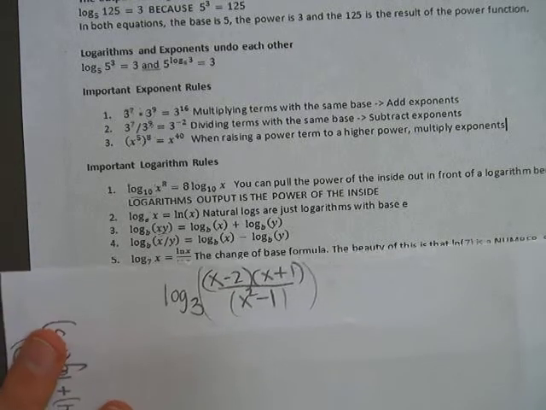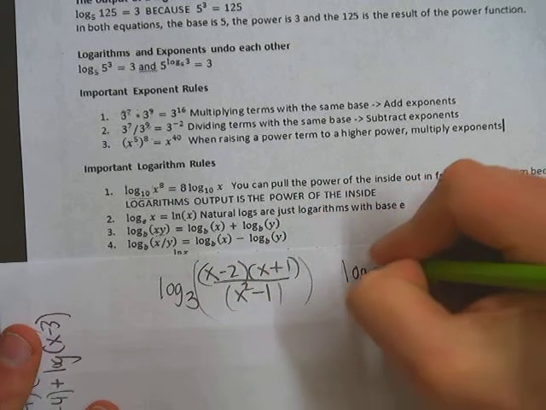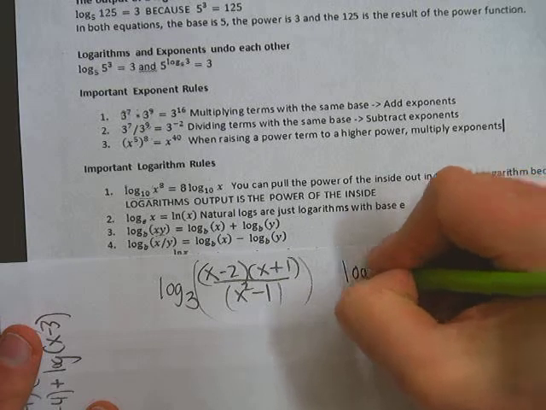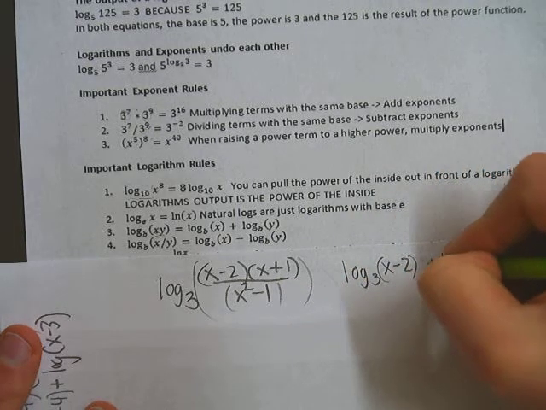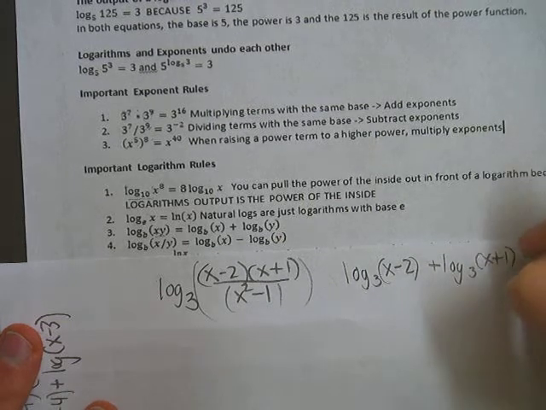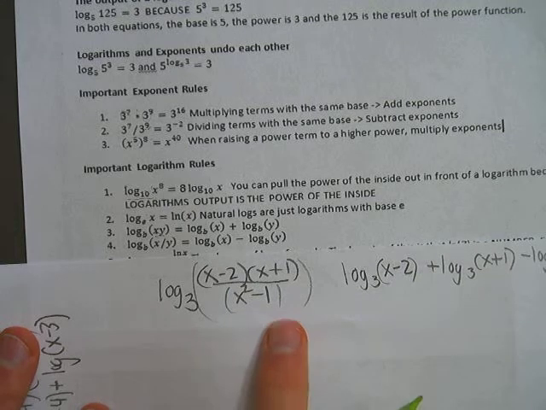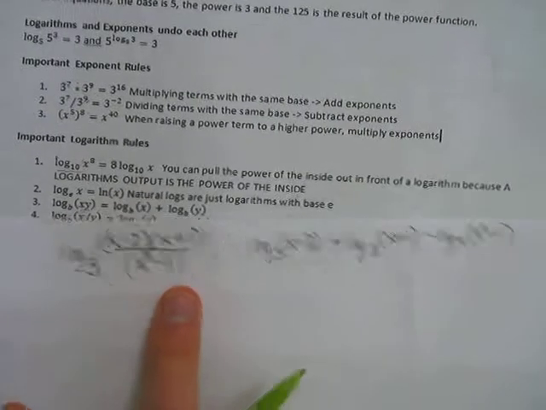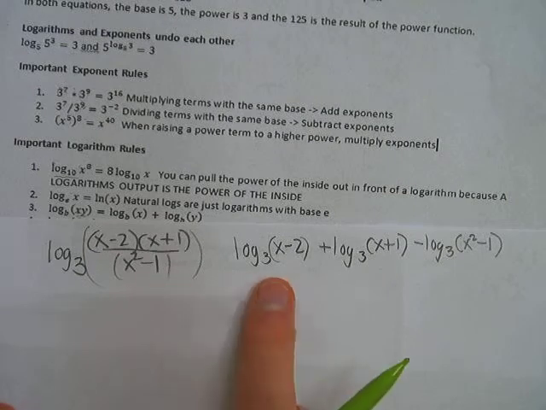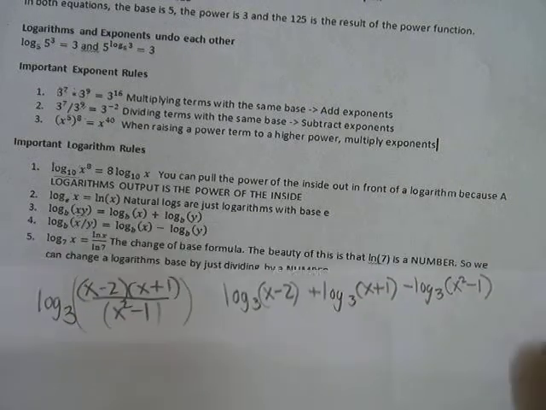So I can rewrite this as log base 3 of x minus 2 plus log base 3 of x plus 1 minus log base 3 of x squared minus 1, because I subtract the one that's on the bottom. Whoops, sorry, I went off the page. So I just add the ones on top and subtract the one on the bottom. That's it for that rule.